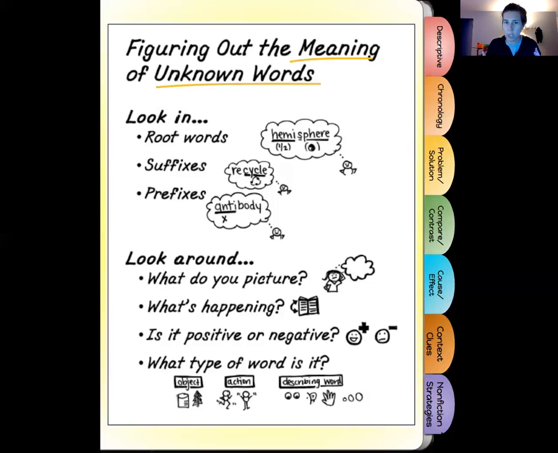When you're reading and you see an unknown word, you can look around and ask, what are you picturing as you're reading? What is this making you think of? What's happening? Is what you're reading a positive thing or a negative thing? What type of word is it? Is it an object? Is it an action? Is it describing something? When you're looking up and around as you're reading, it can help give you clues as to what that word might mean.